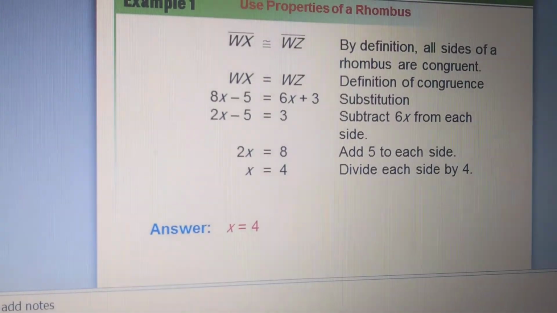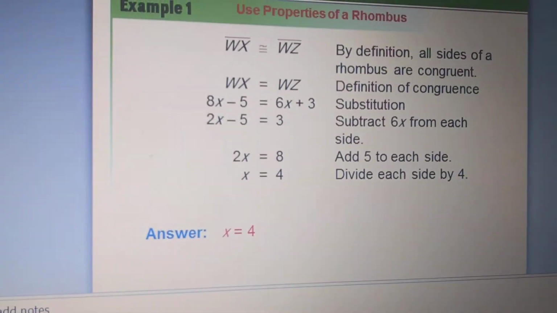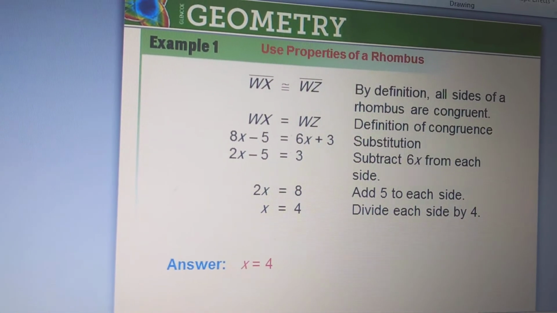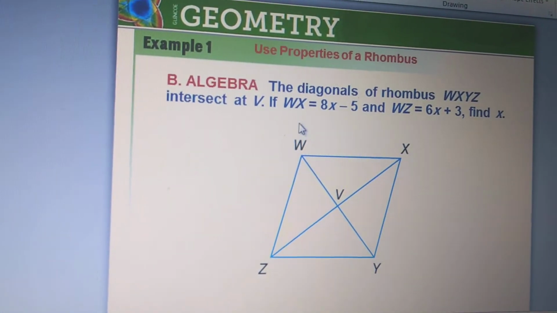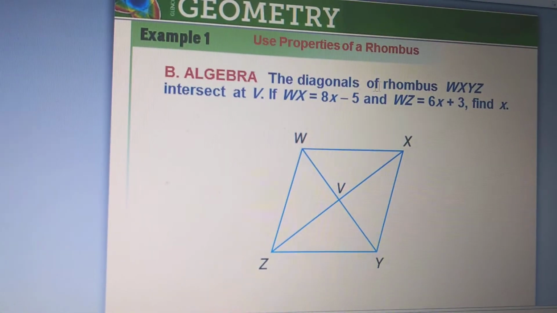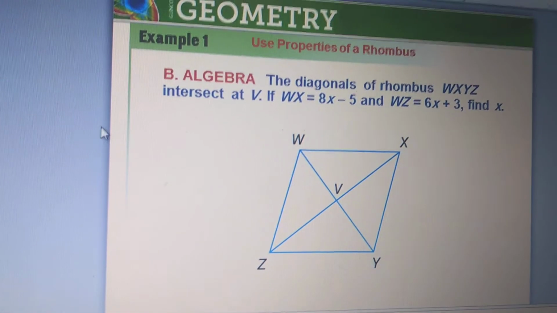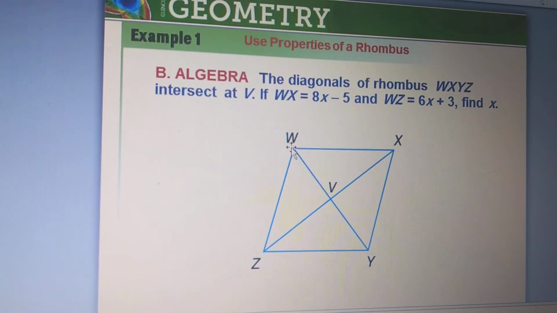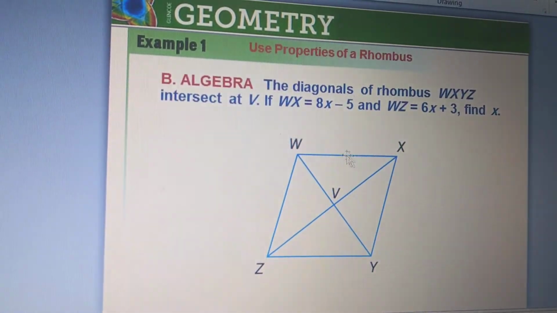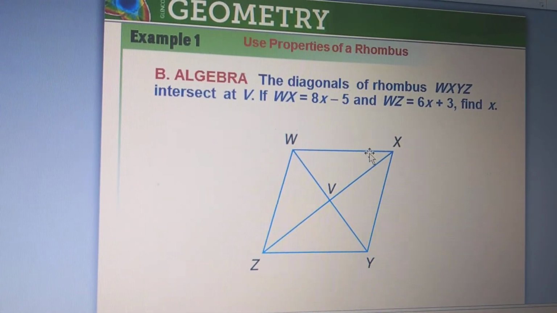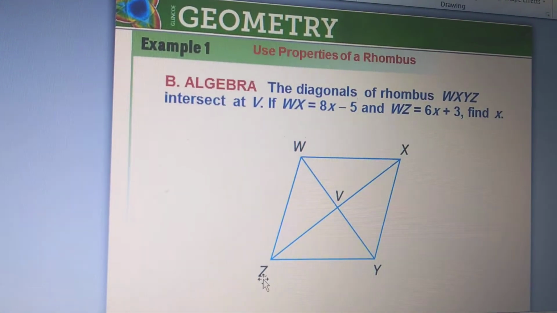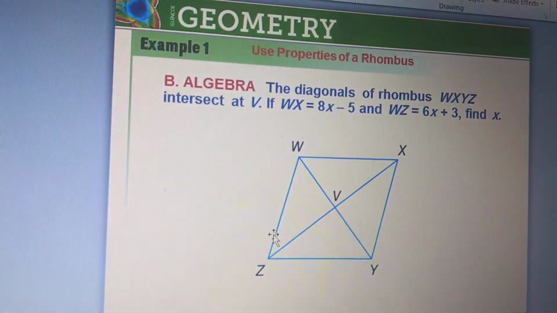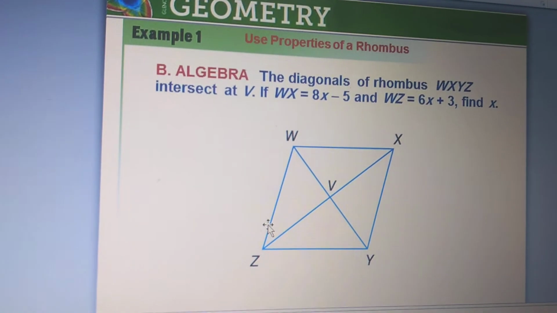Now he wants me to find the value of x. Here in this one, the diagonals of rhombus WXYZ intersect at V, the same figure. Now he told me that WX, this side, equals 8x minus 5 and WZ equals 6x plus 3. He wants me to find x.